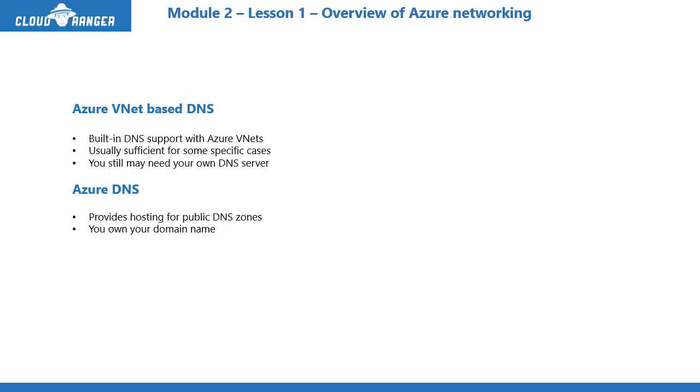Now, there are two DNS services that are offered by Azure in general. One is the Azure VNet-based DNS, and then there is the Azure DNS. The VNet-based DNS is the built-in DNS support with Azure VNets. As soon as you create a virtual network, there is DNS support that's given to you, both to communicate with the resources within the virtual network, as well as resolving and going to the internet. It's usually sufficient for some specific cases, like a very simple setup where there's not a lot of complexity; you can probably just use the VNet-based DNS. But you still may need your own DNS server for some other reasons.